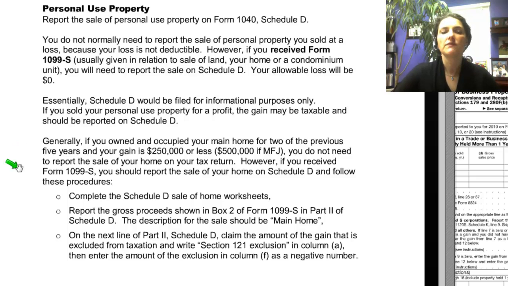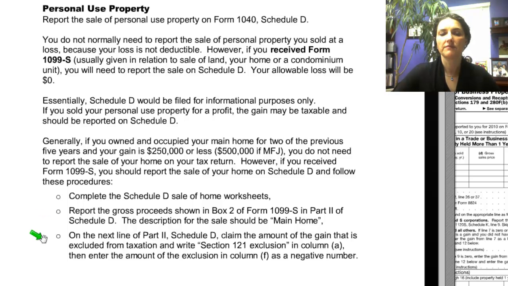However, if you receive Form 1099-S, you should report the sale of your home on Schedule D and follow these procedures. Complete the Schedule D Sale of Home worksheets. Report the gross proceeds shown in Box 2 of Form 1099-S in Part 2 of Schedule D. The description for the sale should be main home.